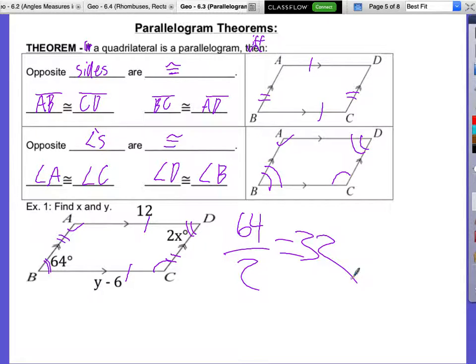Wait, no. I'm getting ahead of myself. First, you would set it up as 64 equals 2x, and then you would divide 64 by 2 along with 2x. Sophia, what equation did you set up? 64 equals 2x. Those two angles are congruent, so we can set them equal. Now when they're equal, how do we get x by itself? We divide by 2, which is how we get 64 divided by 2. And so what is that? 32. 32 is x.